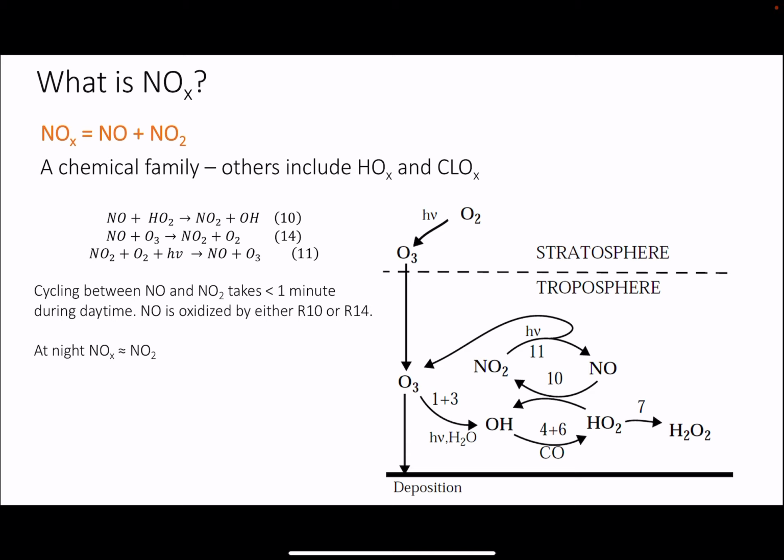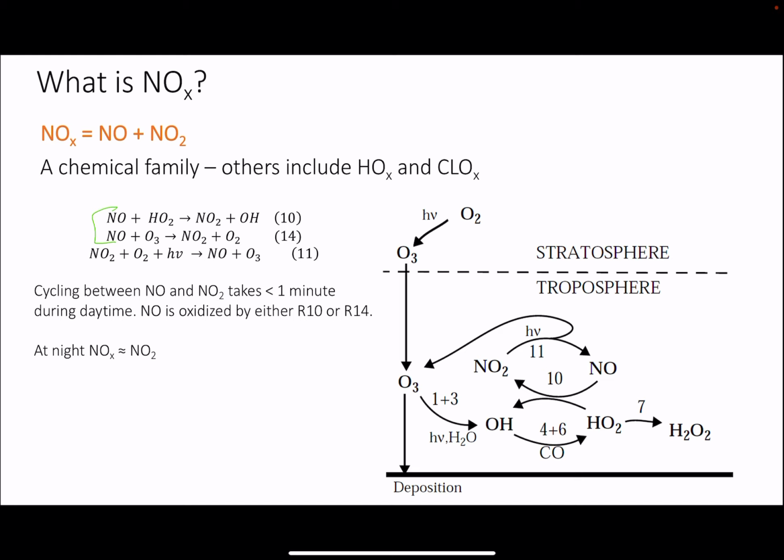But essentially, NO and NO2 are two species that cycle extremely rapidly, less than a minute during the day, even faster with the latent relationship. And you can see the chemistry here. This figure on the right shows NO and NO2 as it fits in with ozone and HOx chemistry, and that's going to become a little bit useful later. But essentially, NO is oxidized to NO2 in two different forms, only one of which is shown on the right. Equation 10 is the oxidation of NO with HO2, and that forms NO2 and OH. An alternative option is the oxidation of NO with ozone, which leads to NO2 and O2.